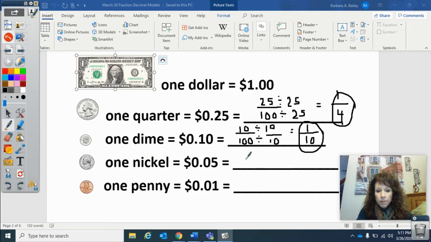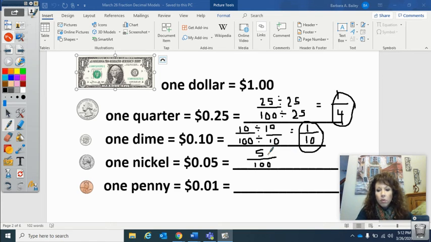Okay, so hopefully you had a chance to work this out. You paused it. All right, 1 nickel, I wrote that in decimal form as 0.05, and that is equal to 5 hundredths, because my 5 is in my hundredths place. So my fraction is 5/100ths.